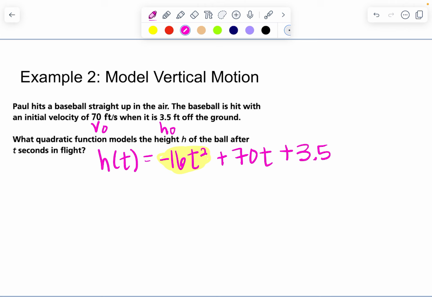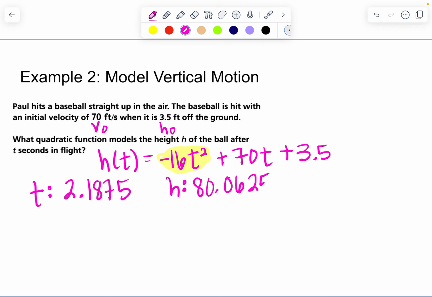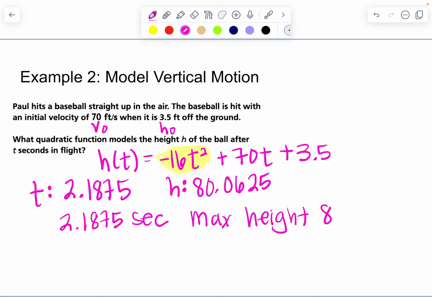If you did want to find the maximum here, or if we did want to find the vertex, our t would be 2.1875, and our h, if we plugged it back in, would be 80.0625. So it would take 2.1875 seconds to reach a maximum height of 80.0625.